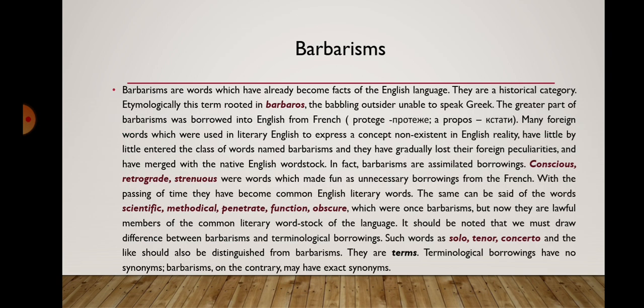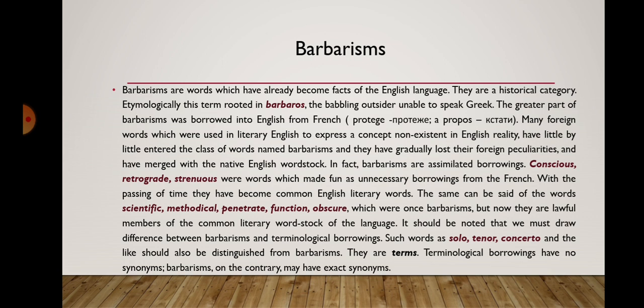First of all, we will speak about barbarisms. Barbarisms are words which have already become facts of the English language. They are a historical category. Etymologically, this term is rooted in barbaros, the babbling outsider unable to speak Greek. The greater part of barbarisms was borrowed into English from French. For example, protégé, apropos.